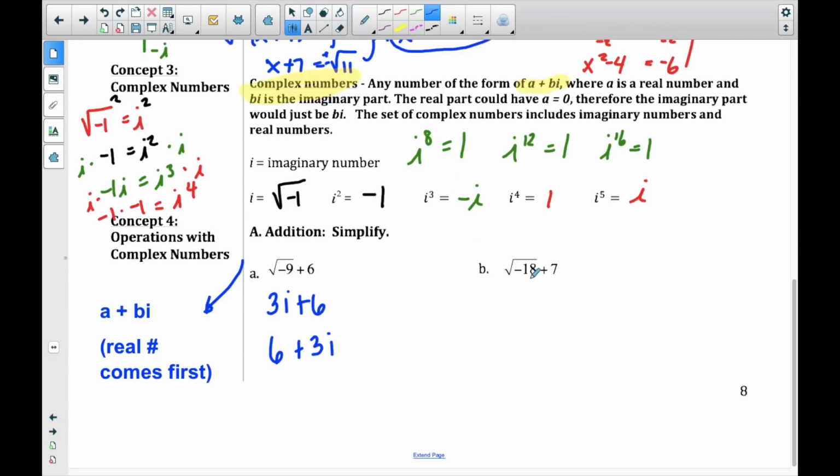Okay, let's take a look at the second example. Same basic thing. The square root of -18 is like -1 times 9 times 2. Since 9 is a perfect square, we can factor that out, so this is going to be 3i radical 2. And then the 7, nothing we can do with that. The only thing is we want our answer in standard form, with our real number first and our imaginary number after that. So our final answer here would be 7 plus 3i radical 2. That covers addition. Let's turn the page.